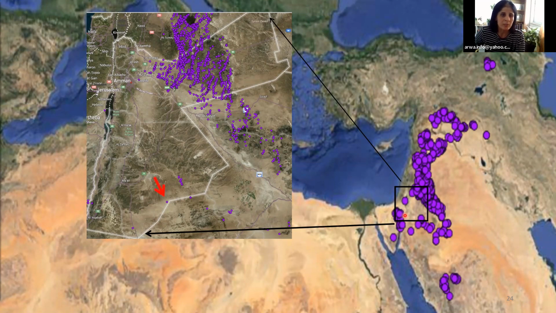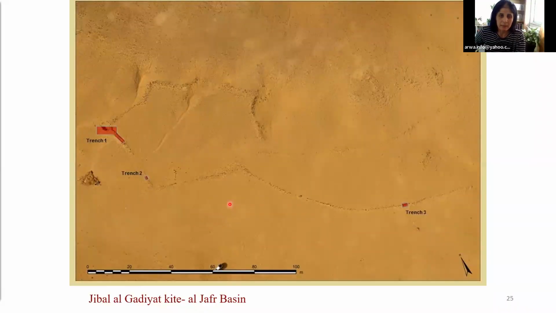This case study that I will present was applied to one of the desert kites near the southern border of Jordan and Saudi Arabia, which is called the Jibal al-Ghadawiyat kite. Despite the large number of kites found in Jordan, dating them has always been a problem because of the lack of organic materials near these desert kites. Dating has always depended on association with pottery shards, flint material, and other cultural material found in the vicinity of these kites.